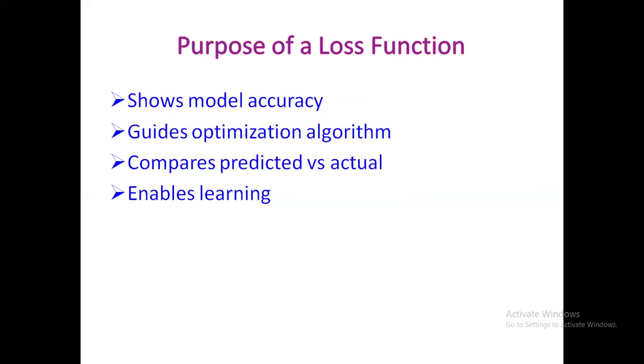Next, the purpose of using a loss function. The main purpose of the loss function is to guide the learning process by showing the model how wrong its predictions are. It acts as a feedback mechanism that allows optimization algorithms such as gradient descent to update the model's parameters in the right direction. By comparing the predicted output with the actual output, the loss function helps the model gradually adjust itself to achieve higher accuracy. Without a loss function, the model would not know how to learn or improve.